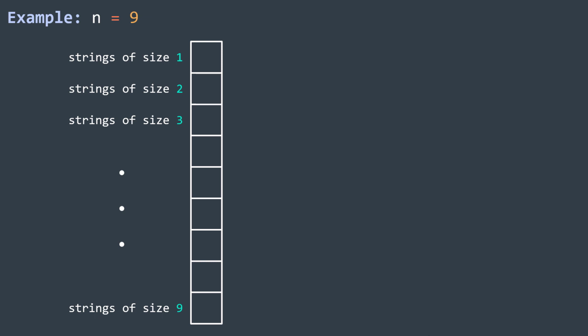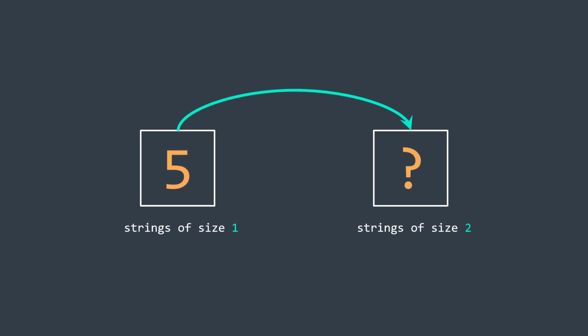Let's start. We know that the number of valid strings of size 1 is 5 because we have the string A, the string E, I, O, and U. Now the question is, how can we get the number of strings of size 2 knowing that the number of those of size 1 is 5? How to move to the next result? Because that's what bottom-up dynamic programming is about: always getting the next result starting from results we computed before until reaching the one we're searching for.